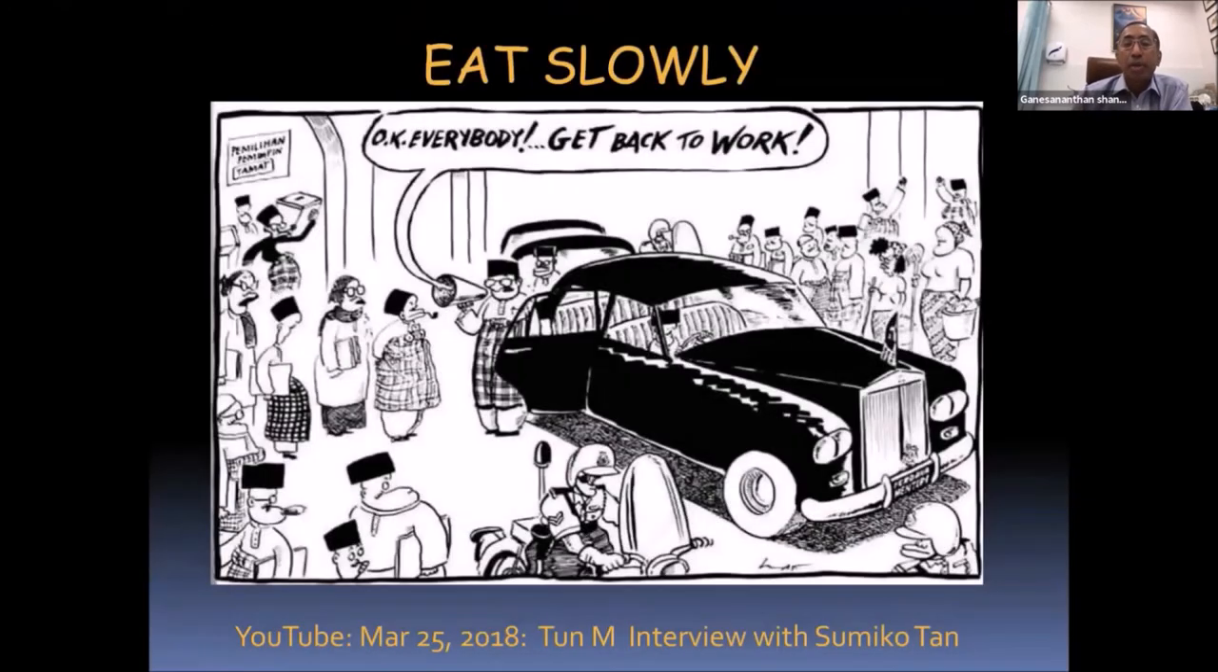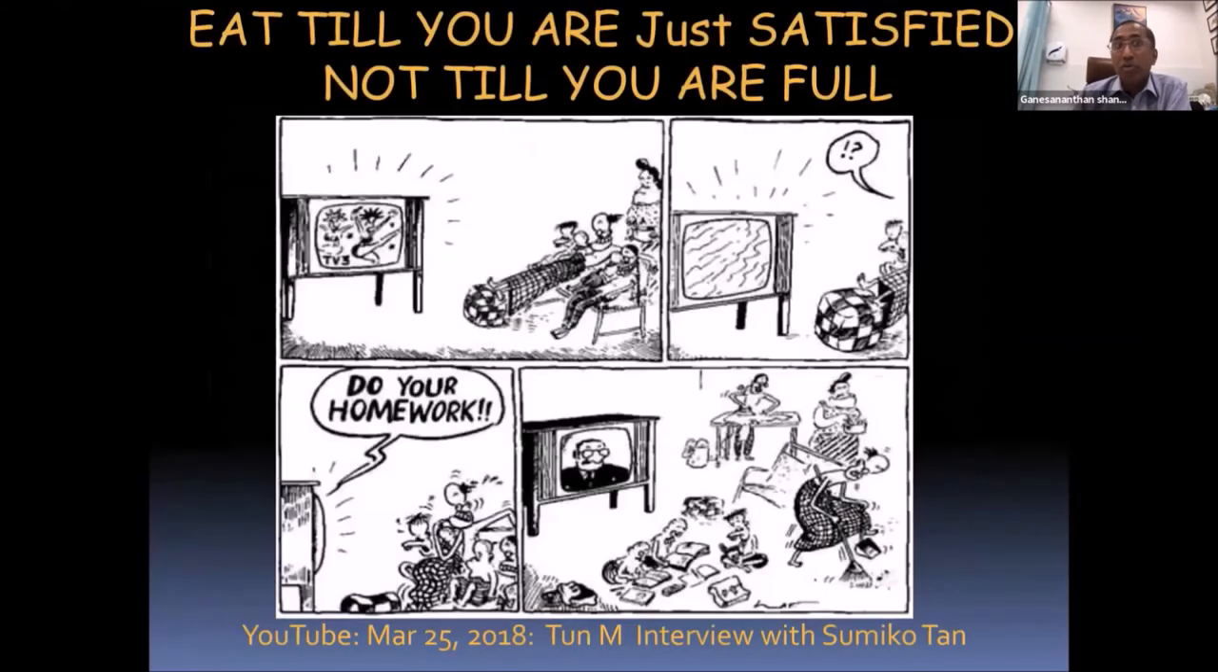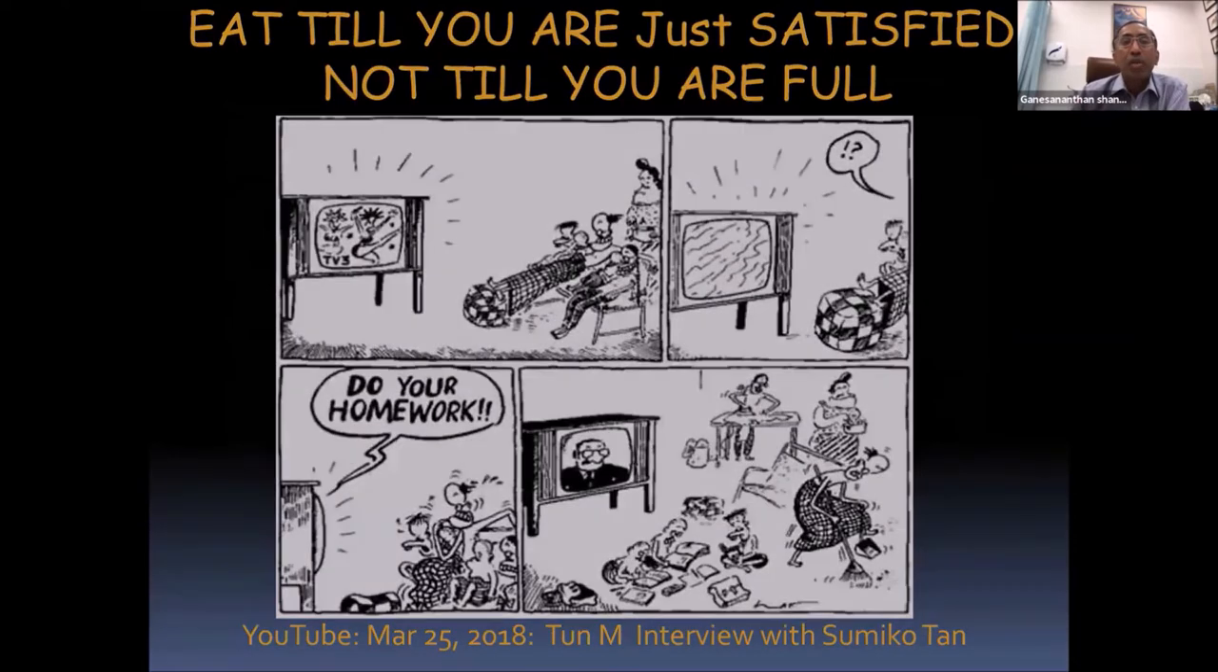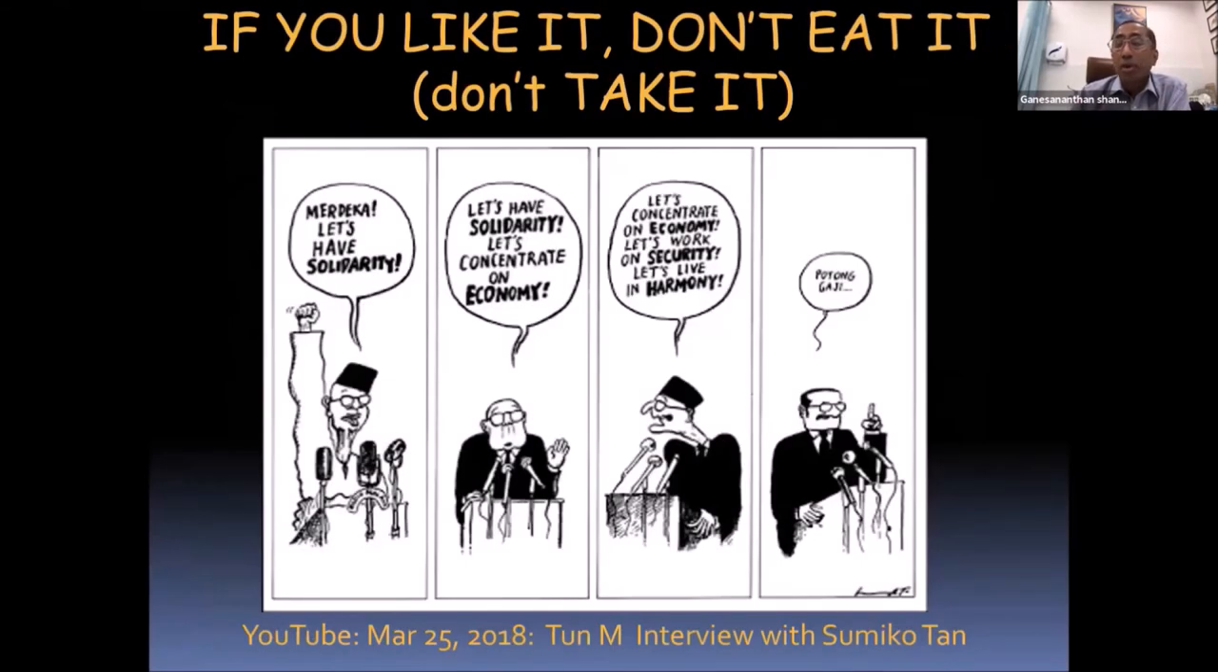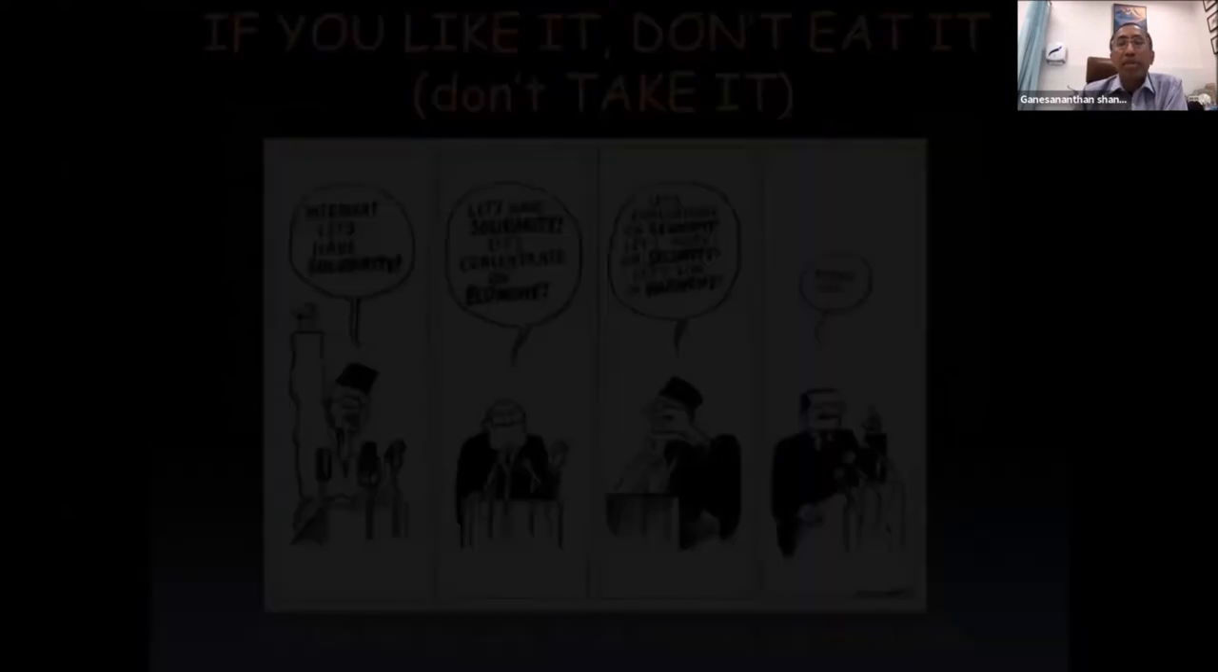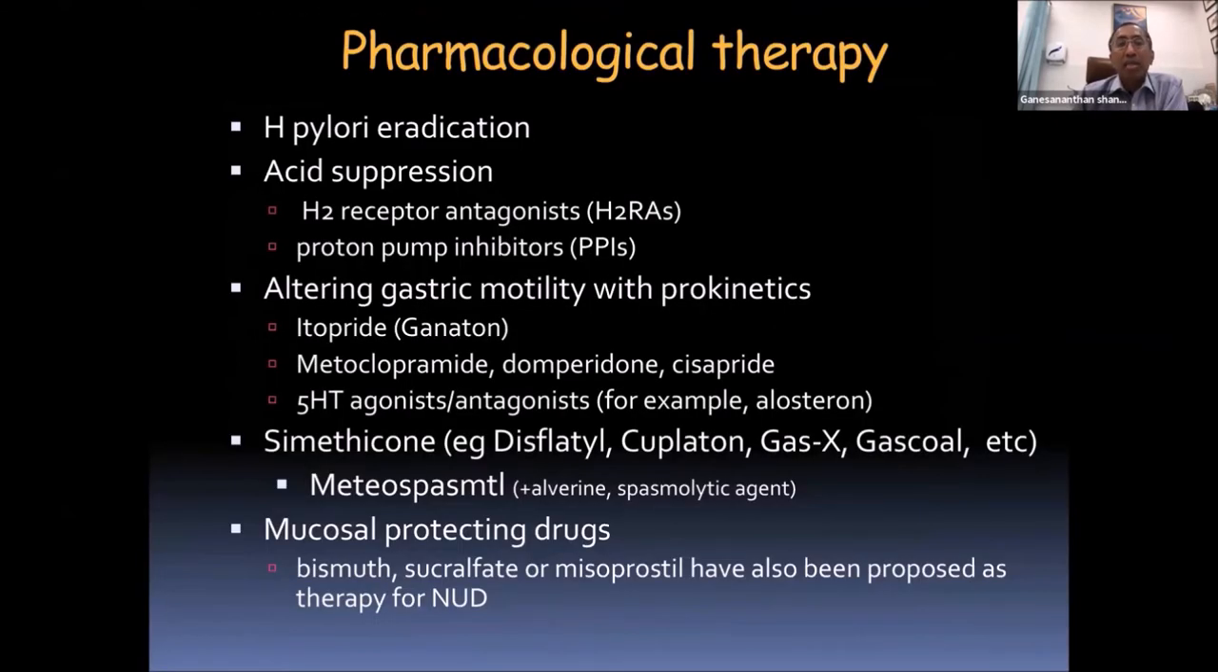That's very, very important. So this is an old interview given by our previous Prime Minister. And he said, eat slowly, which sounds very good. Eat until you're just satisfied. Don't eat until you're full. That takes care of your postprandial fullness. And if you like it, don't eat it, because some of the foodstuff that you take aggravates this condition.